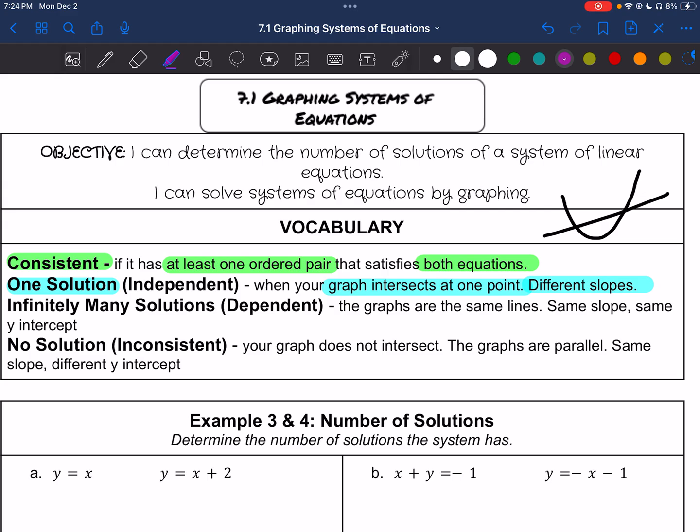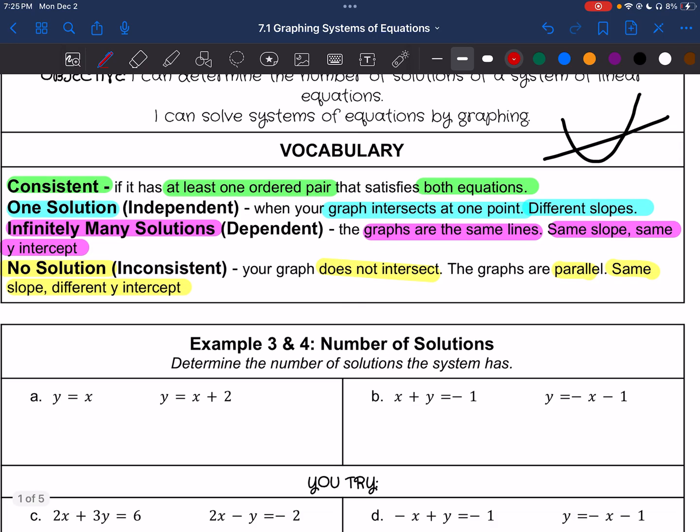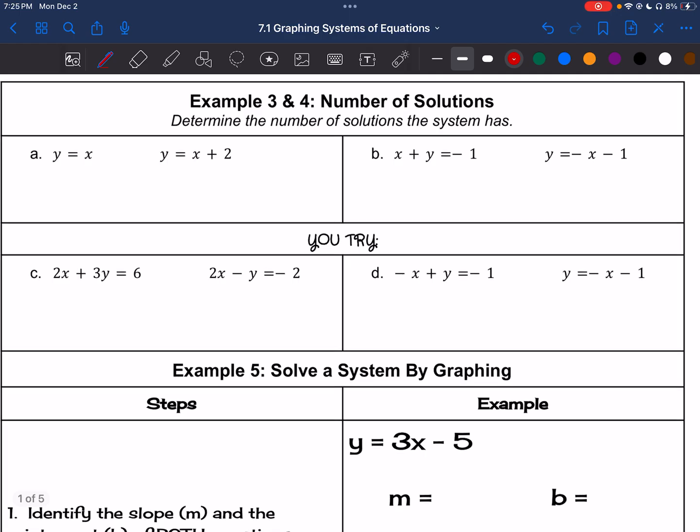Now, our next one, we have infinitely many solutions. We've seen that before. This is a dependent outcome. And in this case, the graphs are the same lines. So we have same slope, same y-intercept. And lastly, we have no solution, or inconsistent. Your graph does not intersect. They are parallel. So we know that means same slope and different y-intercept. So we're going to use those definitions in examples 3 and 4 here, where we're identifying the number of solutions that a system may have.